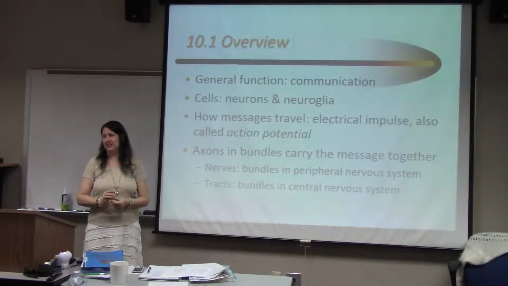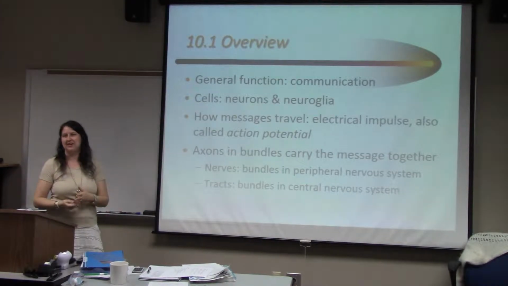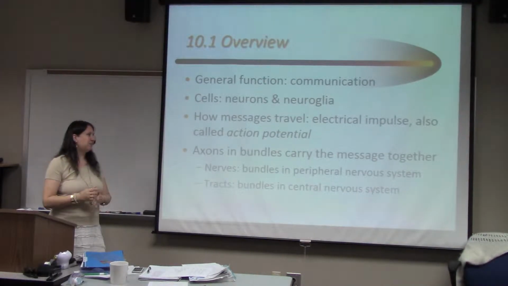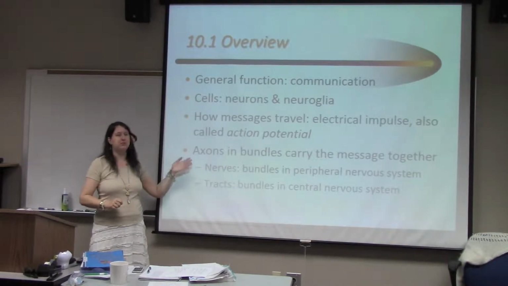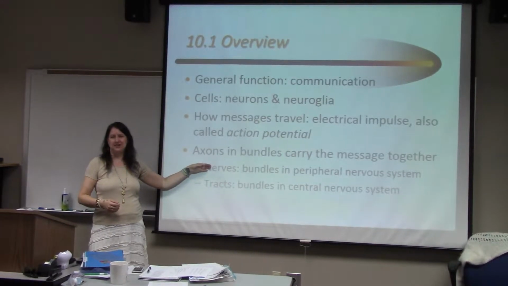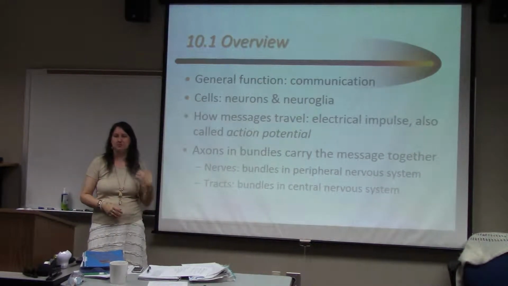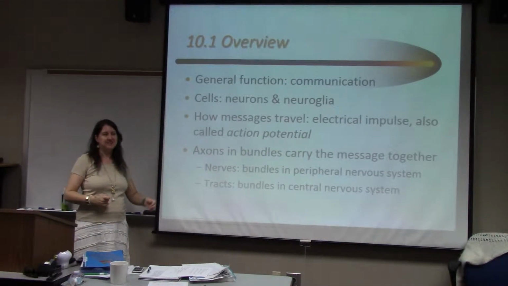Axons, parts of the neurons, are in bundles that travel together and carry a message as a group. When they are bundled together in the peripheral nervous system, so around the edges, they're called nerves. In the central nervous system, brain and spinal cord, they're called tracts.